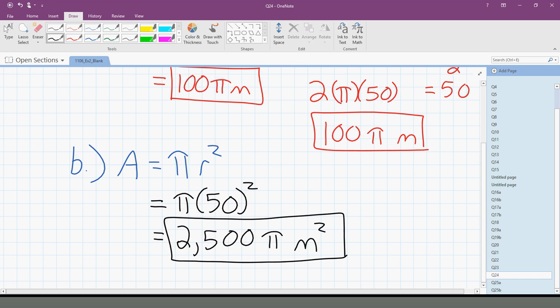Now, on the test, it will want you to give an approximate answer to this, which means we're going to take 100 times pi and get an answer. Down here, we'll take the 2,500 times pi and get an answer. So on your test, it will have you do 4 answers for these: the exact answer, where you leave pi alone, and the approximate answer for both the circumference and the area. Okay?